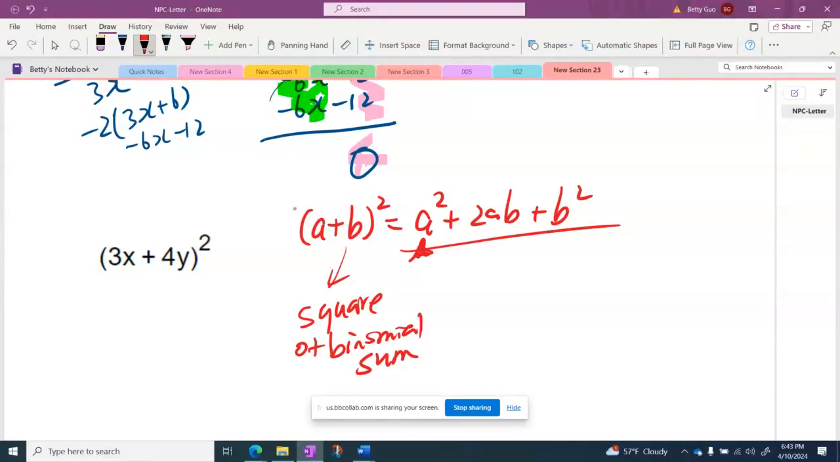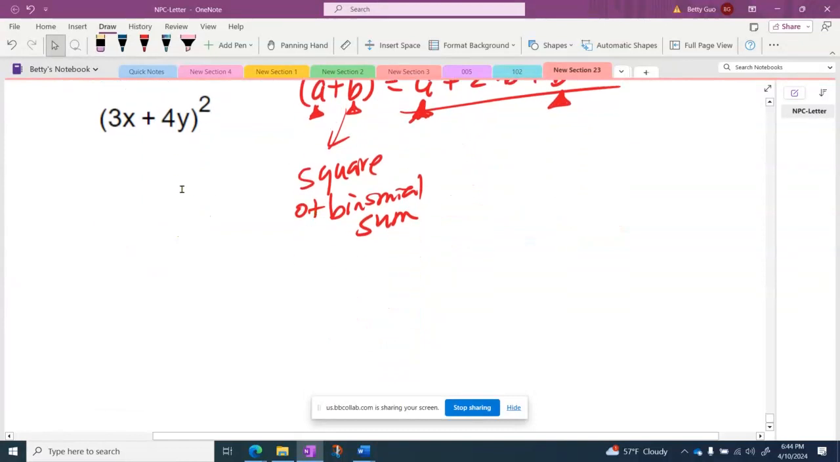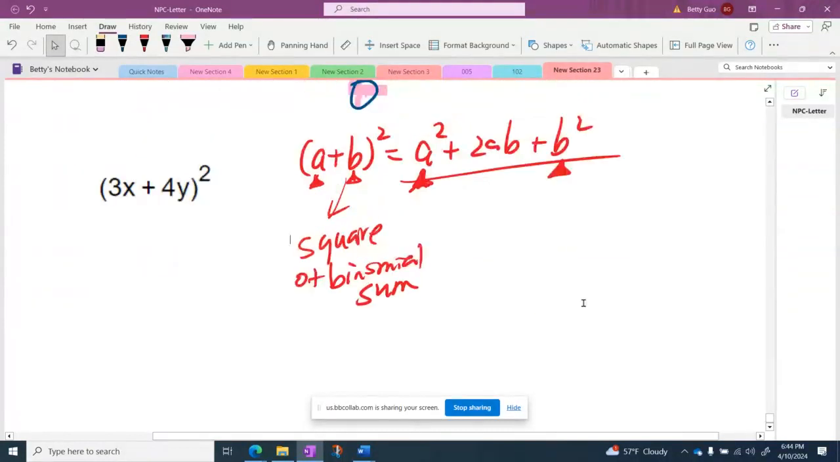This term is the square of the first base, the first term in the parentheses. And this is the square of the second term. And in the middle, we have twice the product of the two items. So in our problem, A is the 3x. This is our A, and this is our B.